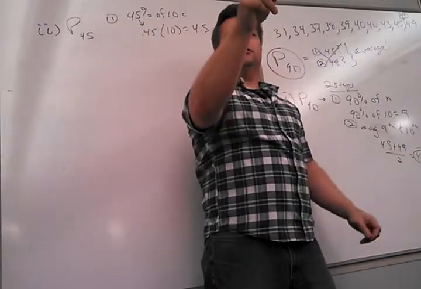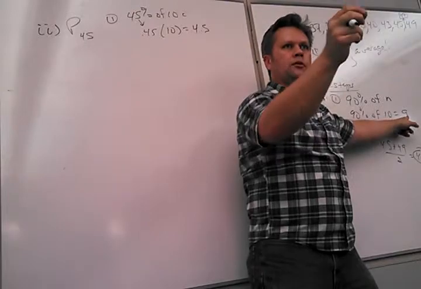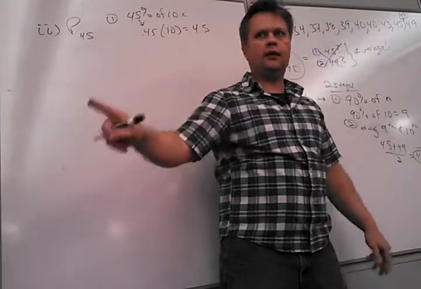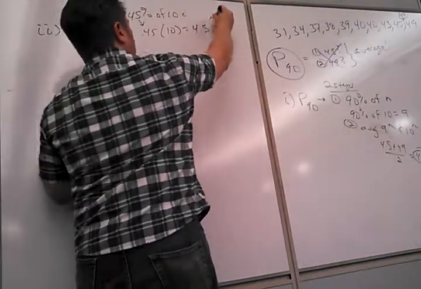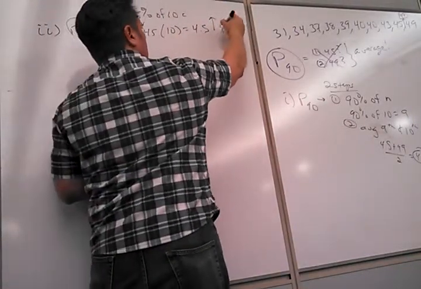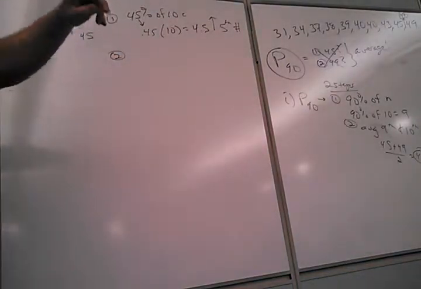When do you average 2 numbers for percentiles? When this answer comes out to a whole number. If it comes out to anything else, you round up and take that number. So this is 4.5. I round up to 5. So the 5th number is the answer. Step 2, go get the answer.